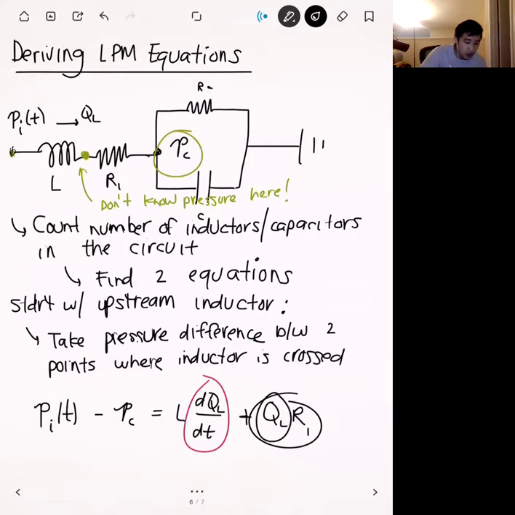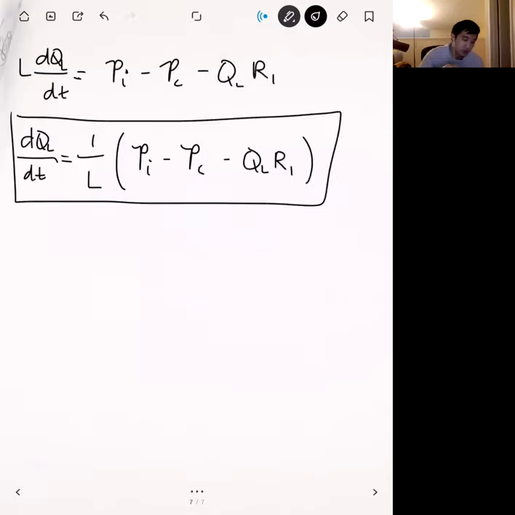Notice that for the pressure drop on the resistor, I use QL for this expression. The reason is that these are connected in series, so whatever flow goes over this resistor is going to be the same flow that's on the inductor. There's only one single path here, so the flow that goes over this resistor has to be the same flow that went over the inductor as well. And that's the first equation.